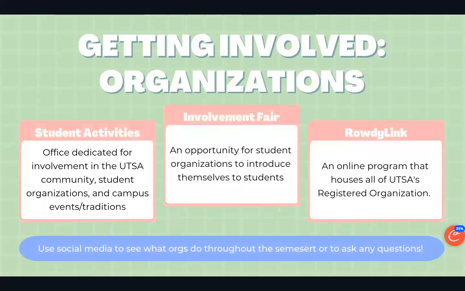And starting off, we have getting involved with organizations. There are three main ways that you could go about this at UTSA, starting off with the Student Activities Office that you can find in the HEB Student Union. This is an office dedicated for involvement in the UTSA community, student organizations, campus events, and traditions. This is where you will go to ask how you can get involved, what organizations you'll find on campus, and how to become a part of student traditions, such as the Spirit of the Roadrunner, formerly known as Mr. and Mrs. UTSA.